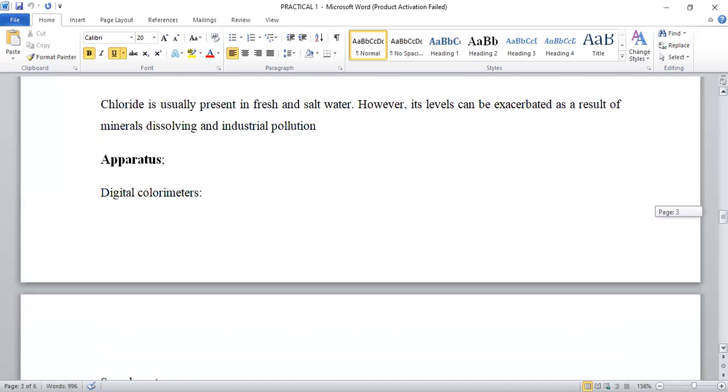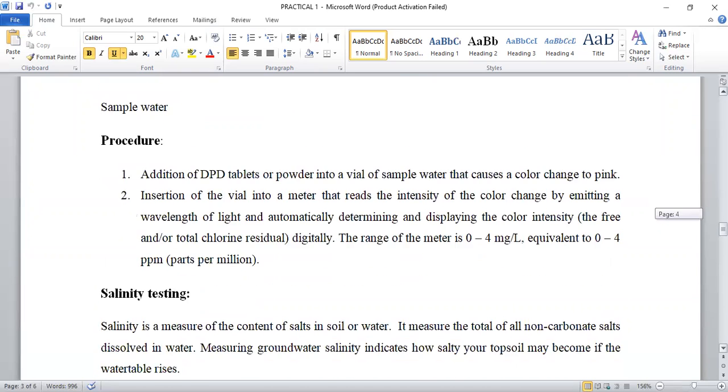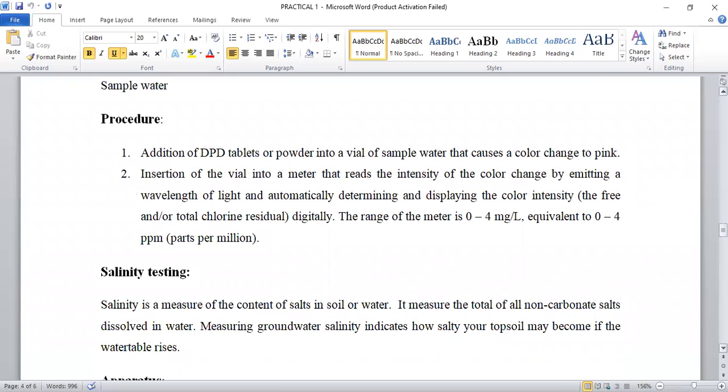The apparatus we use for the chloride test includes a digital colorimeter and a sample of the water. The procedure for this test is very simple.